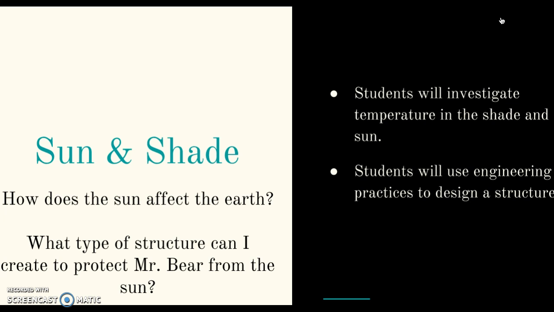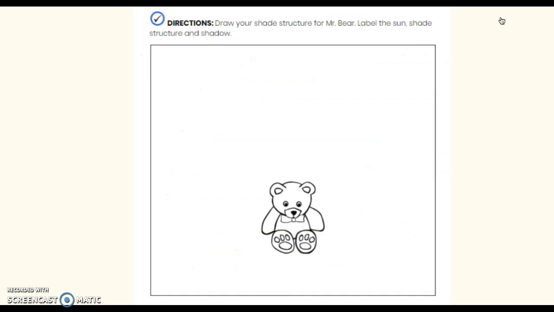But today we're going to talk about the structure and what you need to do with your engineering design challenge to protect Mr. Bear. So what's going on right now is that we've got this little character, Mr. Bear, outside in the heat. And he wants to enjoy the outdoors, but it's just too hot. And I don't know about you, but in St. Louis, where I live, our summers get really, really hot. And it can be pretty miserable on a hot, sunny day. So we have to design something that will help protect Mr. Bear, this little guy, from the sun.